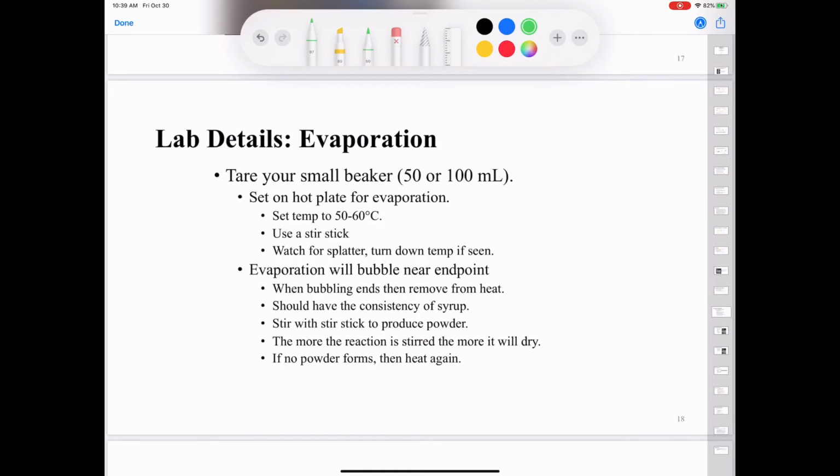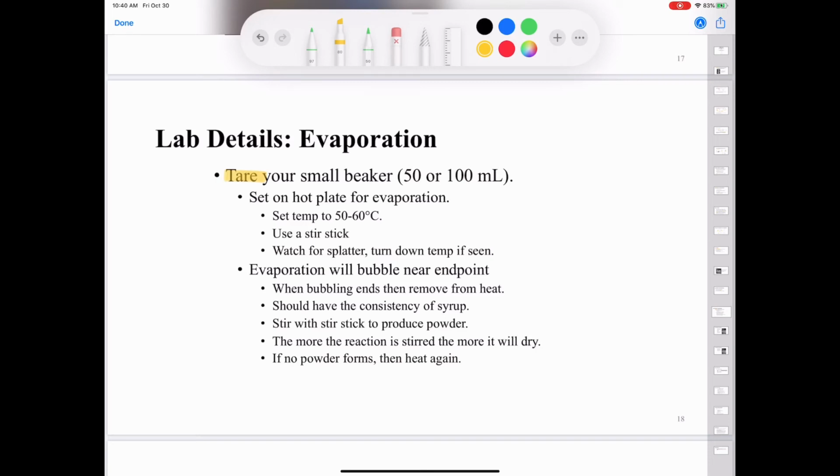In order to get the correct mass for your product, it's important that you tare your small beaker before you begin the evaporation. Since the boiling point of dichloromethane is around 39.6 degrees, you're going to want to set your hot plate to around 50 or 60 degrees Celsius in order to get it to evaporate efficiently. Also, use a boiling stick and watch for splatter. If there's any splattering that occurs, be sure to turn down the temperature to avoid that.